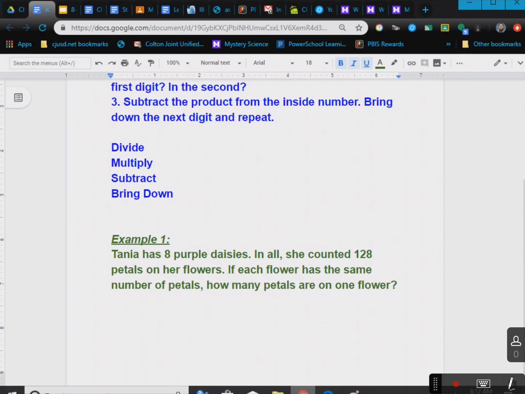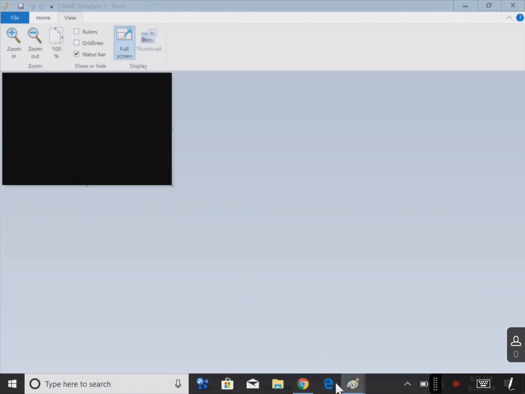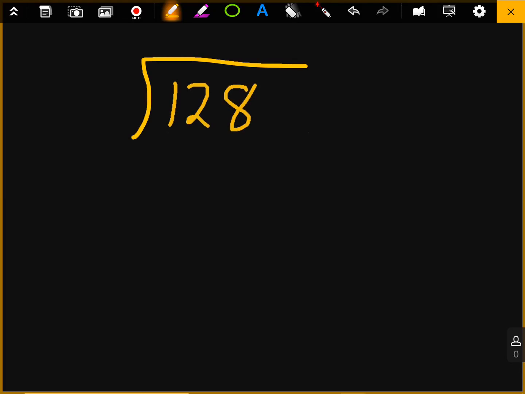Alright, and that's it for word problems. We're going to go ahead and start writing right away. So, the first problem is talking about this girl named Tanya. And she has these flowers. She has 8 purple daisies, and together she has 128 petals. Right? But she has 8 flowers total. So you're dividing the petals by the flowers. You have 128 petals being divided by the 8 flowers to find out how much is on one flower.